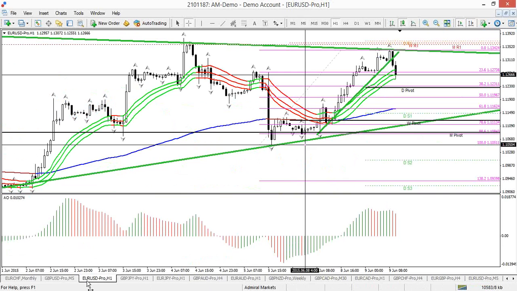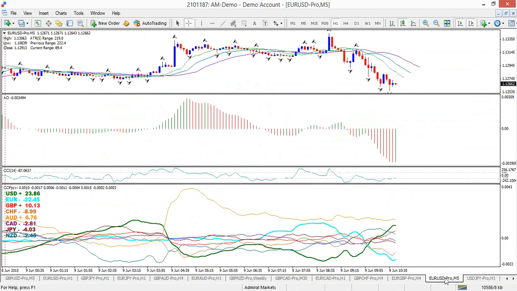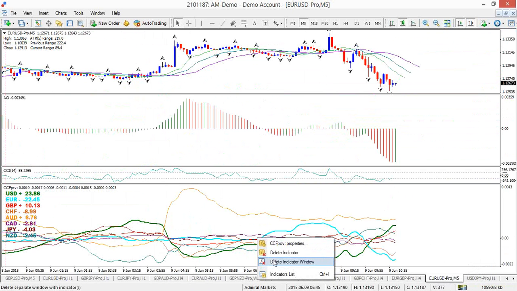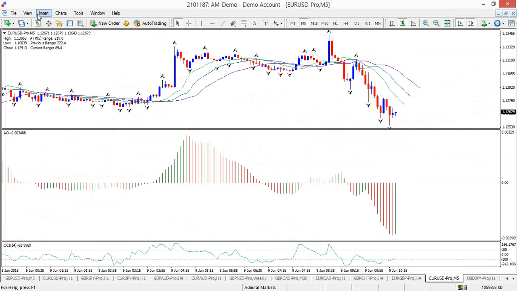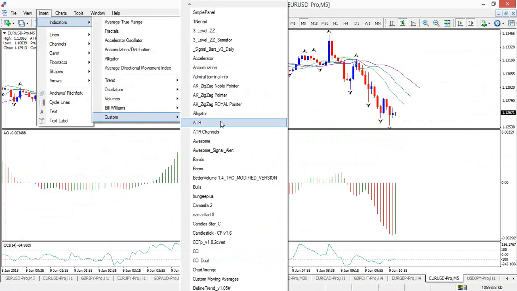Let's check that out. Here it is. It's always good to reapply this particular indicator, I've noticed.